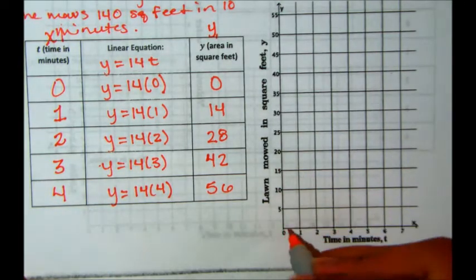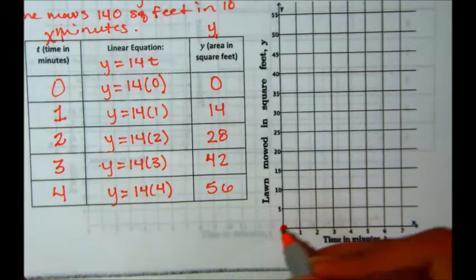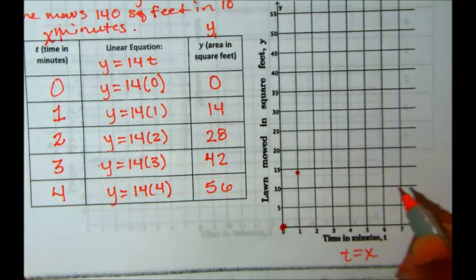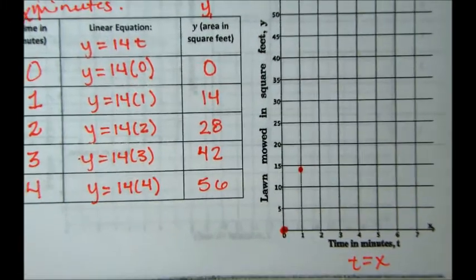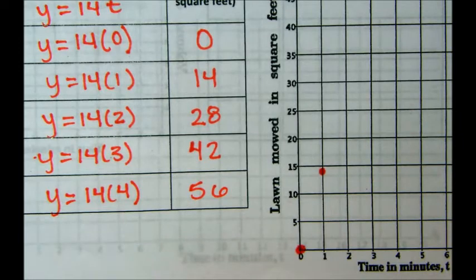I'm going to start at the origin. The origin is where the x and the y axis meet. And I'm going to go to an x of 0 and a y of 0. So I'm going to make my first point be right there. To plot my next point, I want to go to an x of 1 and a y of 14. Notice 14 is right below the 15 because I'm not counting by ones on my y-axis.